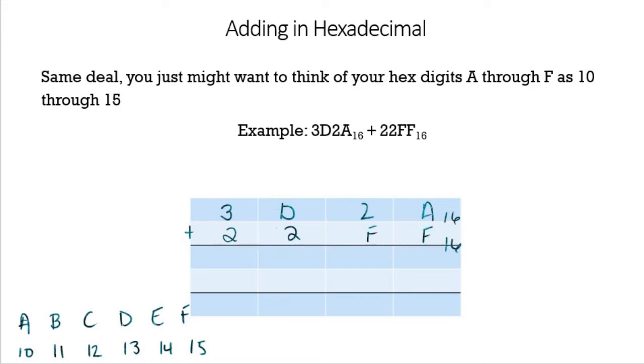Okay, let's add these together. So we have to do a little bit of converting either in our heads, or maybe I'll write it down here to make sure we know what's happening when we're trying to add A plus F. Well, A is 10 and F represents 15. So what I'm really doing here is I'm adding 10 plus 15. 10 plus 15 is 25.